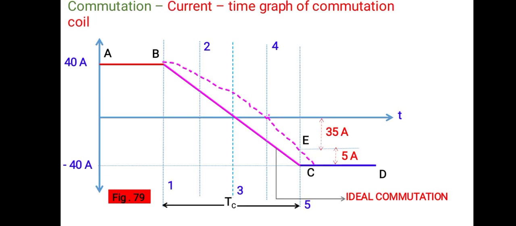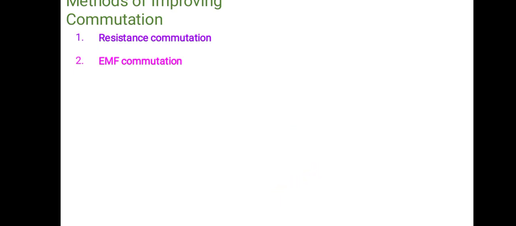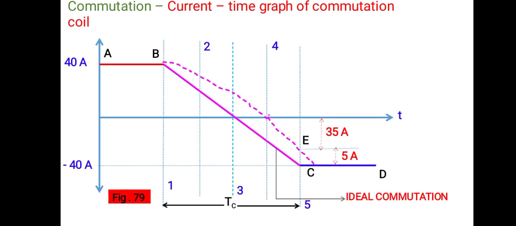So for ideal commutation, the change from plus to minus, that is the reversal of current, is smooth. In poor commutation, it is not linear, and there may be a slight spark. So we are trying to have this type of ideal commutation, with a linear change. The current reversal should be linear.